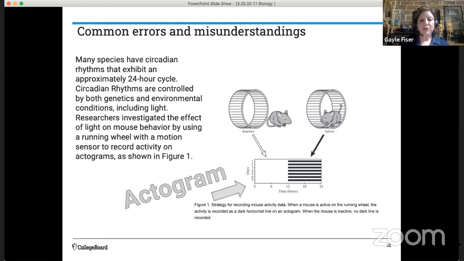All right, so let me read you part of the question. Many species have circadian rhythms that exhibit an approximately 24-hour cycle. Circadian rhythms are controlled by both genetics and environmental conditions, including light. Researchers investigated the effect of light on mouse behavior by using a running wheel with a motion sensor to record activity on actograms as shown in Figure 1.